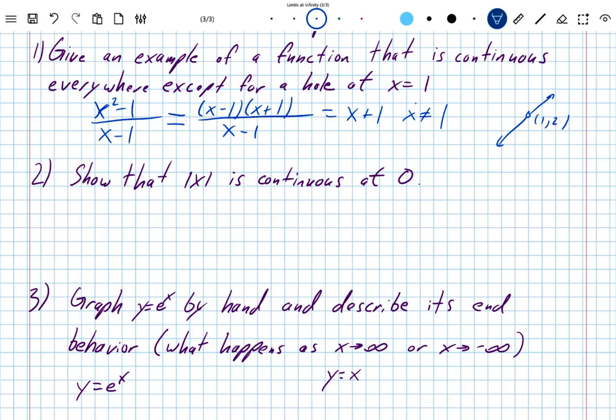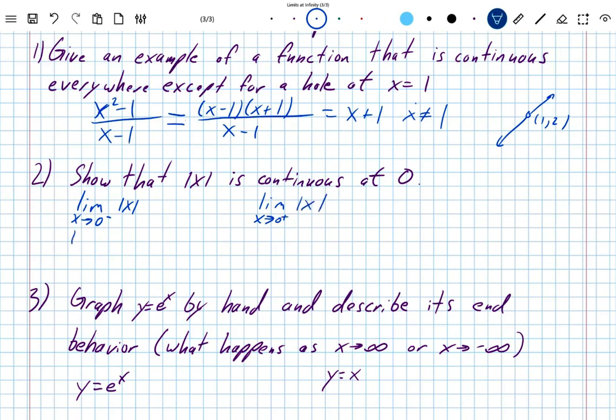All right, show that the absolute value of x is continuous at 0. If I want to show this formally, what this means is that we need to use some left and right-sided limits. So I'm just going to go ahead and do those. The limit as x goes to 0 from the left of absolute value of x, and I need to compare that to the limit as x goes to 0 from the right of absolute value of x. Let's do this nice and slow.